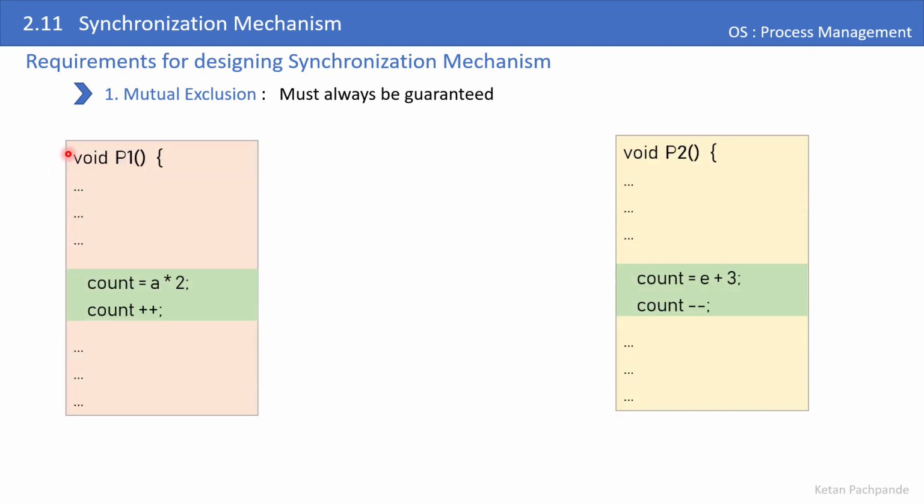Let me explain this with the help of this C++ example here. So I take two processes P1 and P2. Here I have some piece of code, let's assume, which is non-critical section code, and here is the count, which is a shared variable. So I marked these two statements as critical section statements. Here also in P2 I have some critical section.